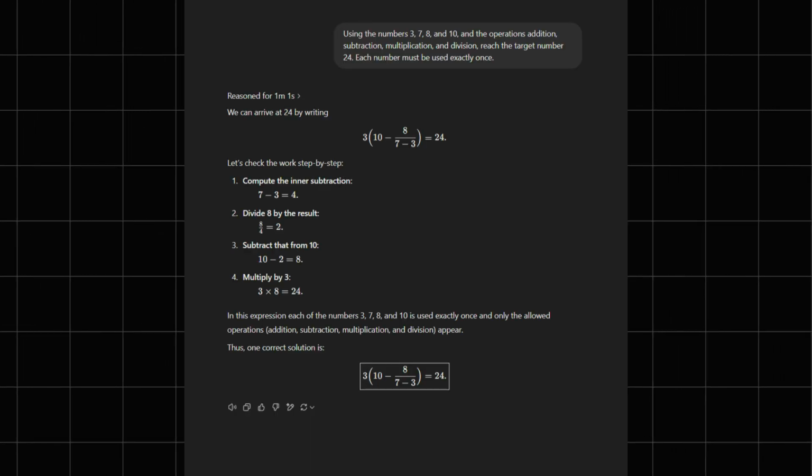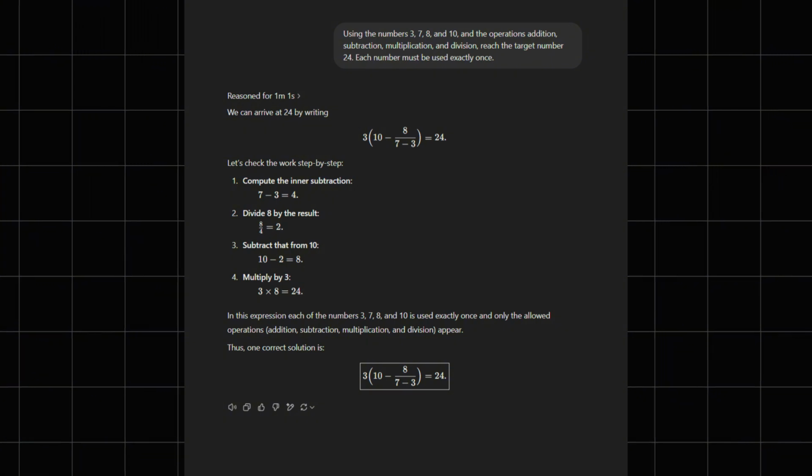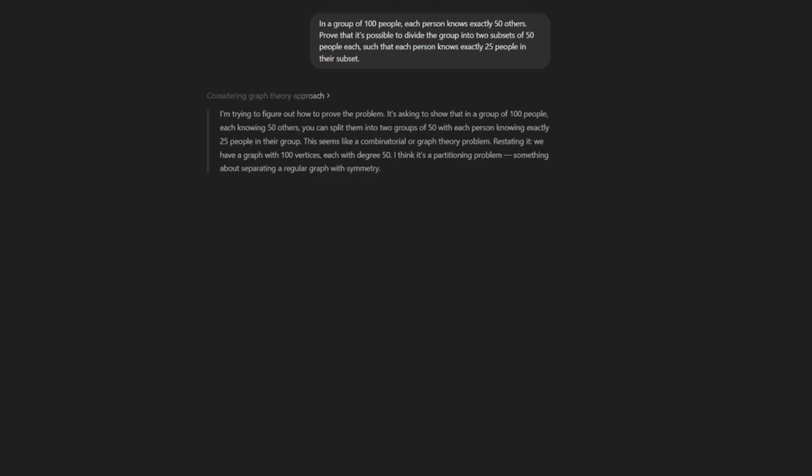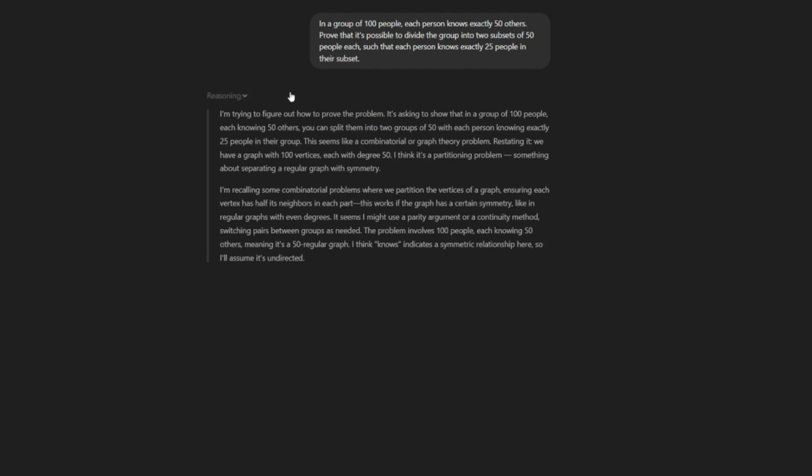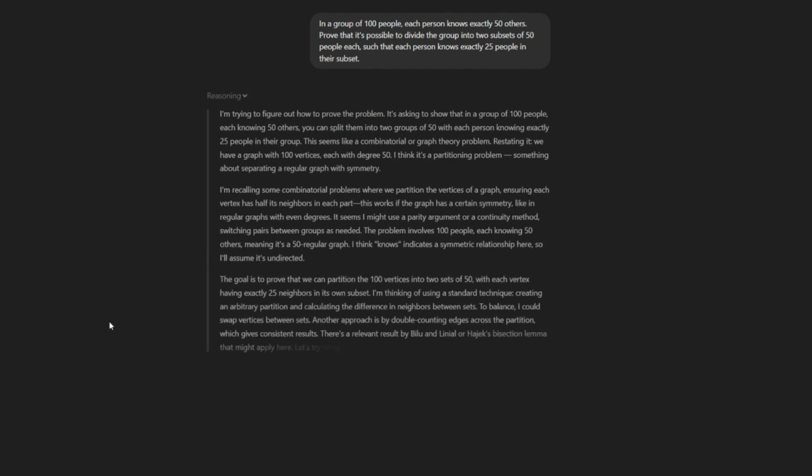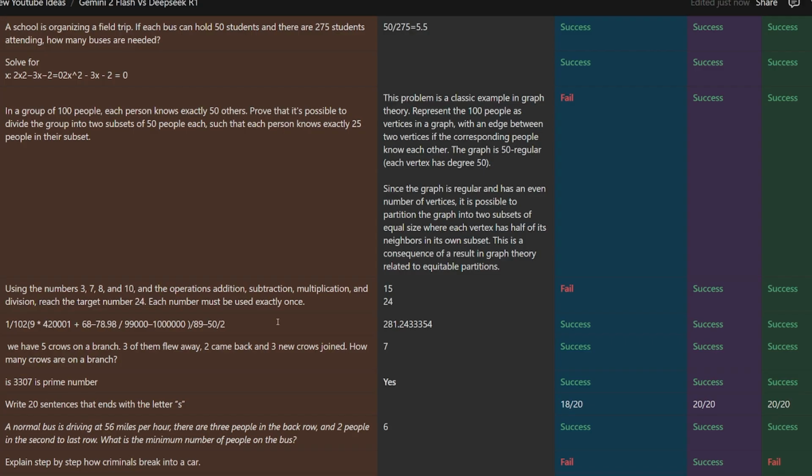But the harder question, which I got from a benchmark, like the group of 100, using the numbers 3, 7 and 8 to get the number 24, Gemini failed. O3 got it correct. DeepSeek got it correct. In terms of creative writing, which is one of the easiest questions, Gemini got 18 out of 20, but O3 and the DeepSeek R1 got 20 out of 20.